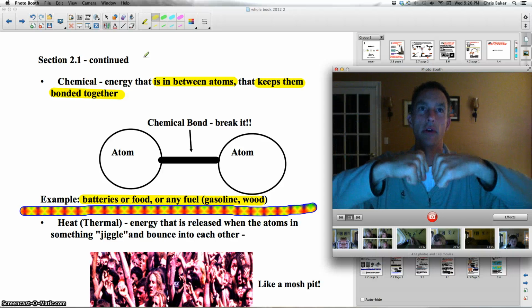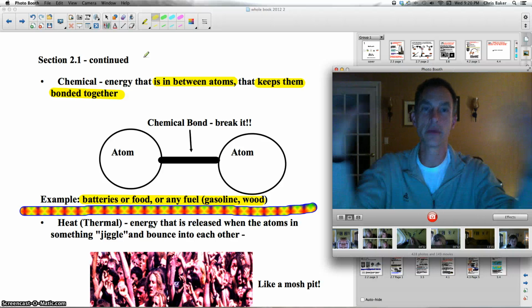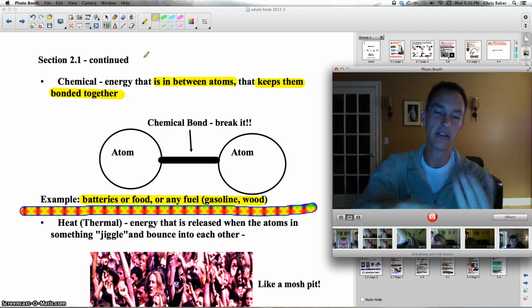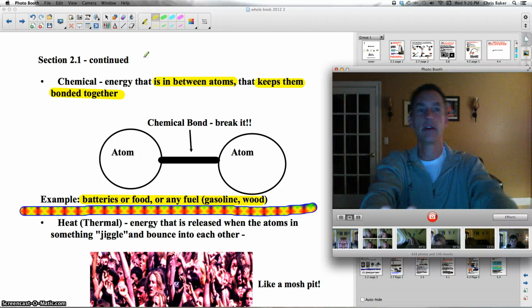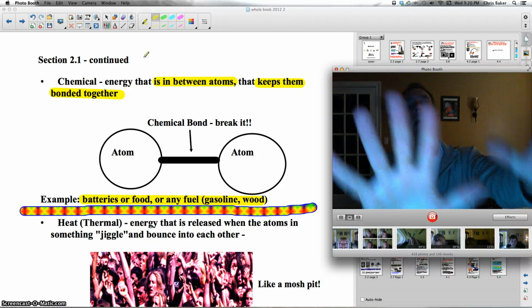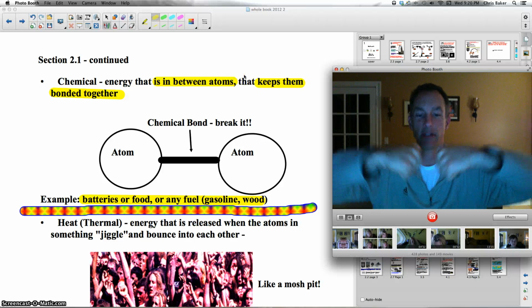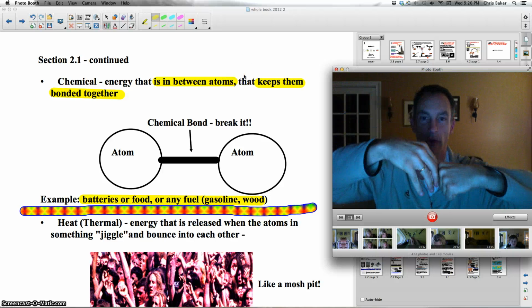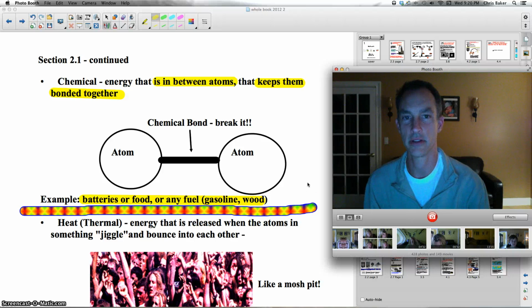Wood. You burn it, you break those chemical bonds, and then energy is released in the form of heat and light, and you go, oh, that's toasty by the fire. Okay. Hopefully you understand chemical energy. It's stored in the chemical bonds, and it has the potential to be used. We'll get to potential in a while.